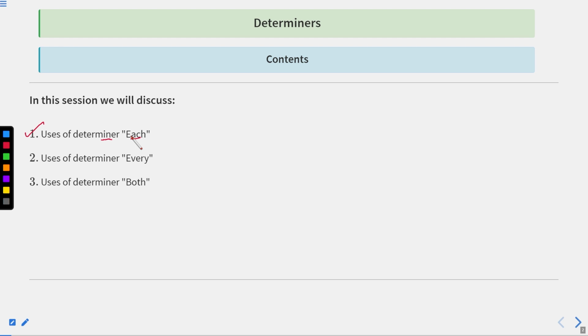this determiner. Now, moreover, we are going to discuss uses of determiner every. Okay, so we'll discuss each and everything about every as well. Every rule about every. Okay, after that we'll see the uses of determiner both. Okay, and we will also see the differences between both each and every. Okay, so let's begin this session.